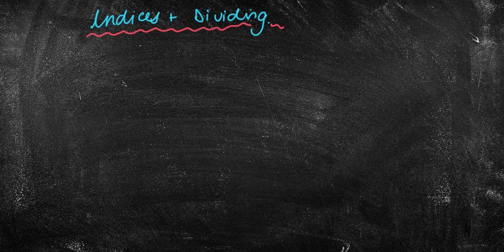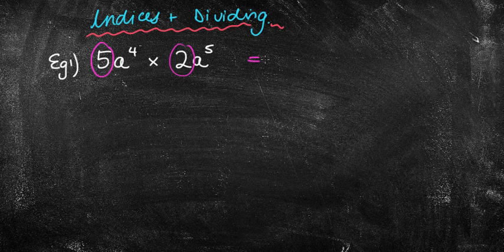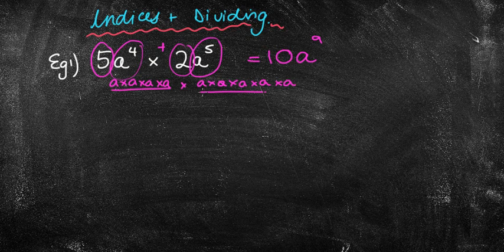Last lesson you would have worked on questions such as this. It might have been like 5a to the 4 times 2a to the 5. And what you learned is that if you're multiplying these numbers, you multiply the numbers first. 5 times 2 is 10. And then where the bases are the same, we add the indices to make it a to the power of 9. Again, that's because you had 4 of the indices timesing together, and then you had 5 of the indices timesing together, which gave you 9 all up.